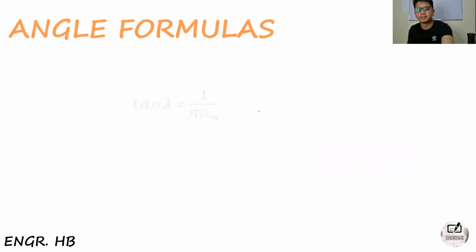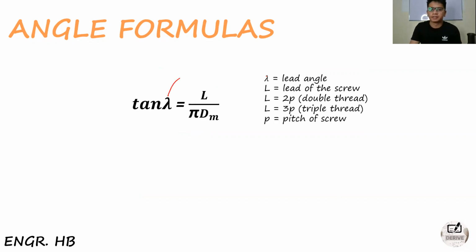So we have the angle lambda, which is the lead angle. So ito yung mga designation. Your lambda is your lead angle. Your L is the lead of the screw. Kapag sinabing double threaded, that is 2 times P, where P stands for the pitch of the screw. And pag sinabing triple threaded, that is 3P. So just multiply your pitch of the screw with 2 or 3 if the problem says double or triple. So kapag single, L is equivalent to the pitch of the screw.